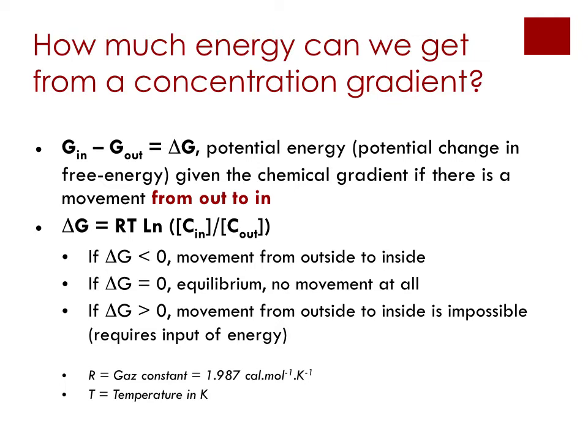Basically, this is what happens when you go against the gradient. The delta G is positive, so it is not possible to do the movement spontaneously, but it is eventually possible to do it as long as you have something that provides energy. So usually it is a pump that will catalyze ATP in order to provide this energy needed to go against the gradient.